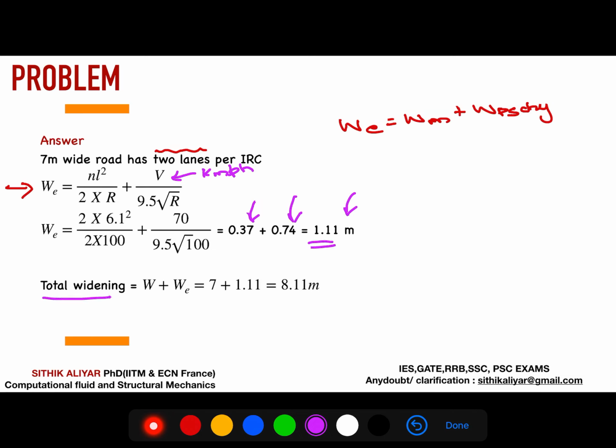So the total widening was the question. We know total width is given as 7 meter, extra widening is 1.1. So if you add everything, you will get 8.11 meter. Okay, so it's quite simple. You just do the algebra.